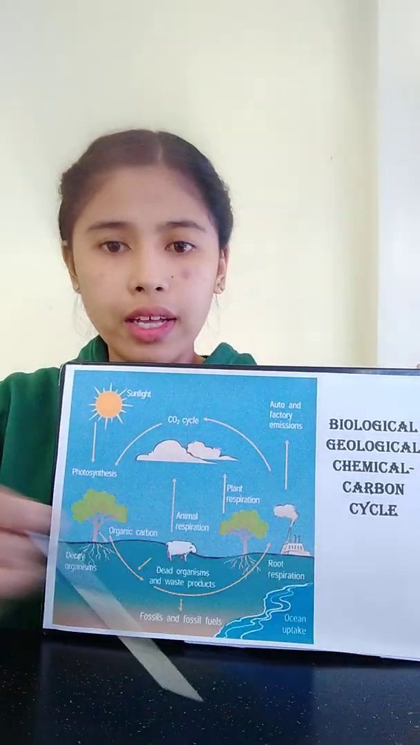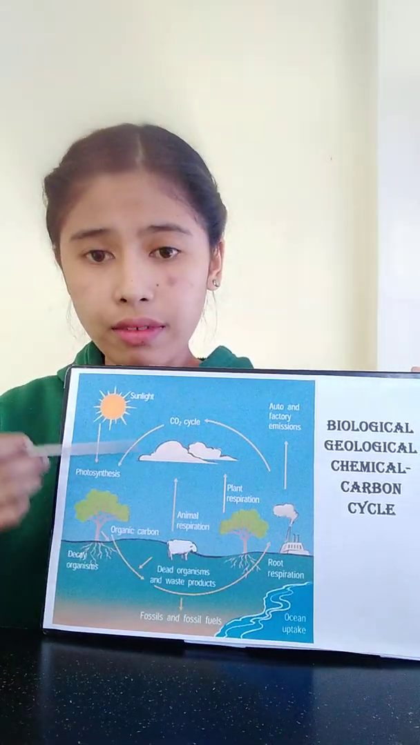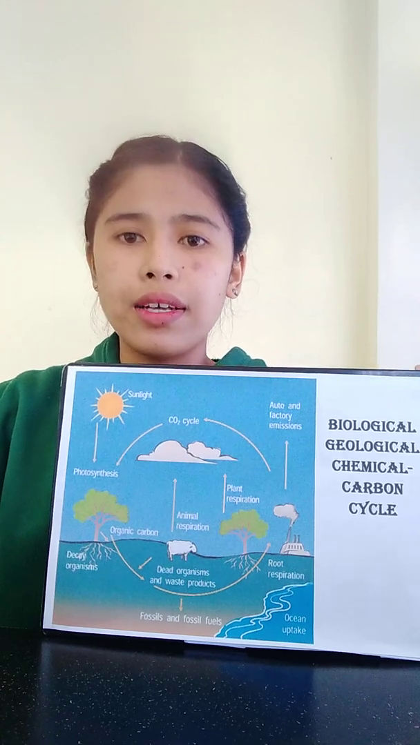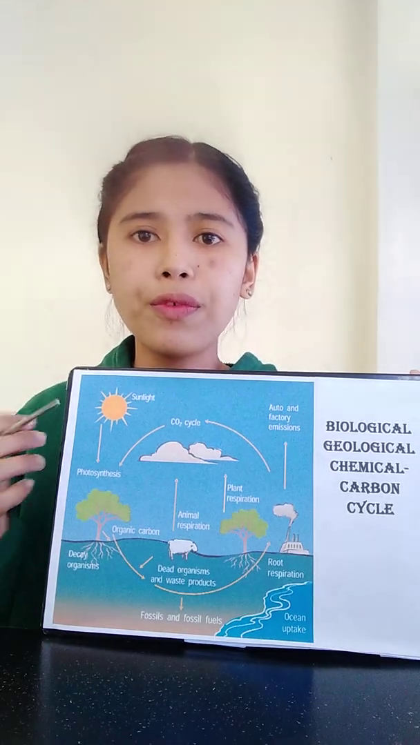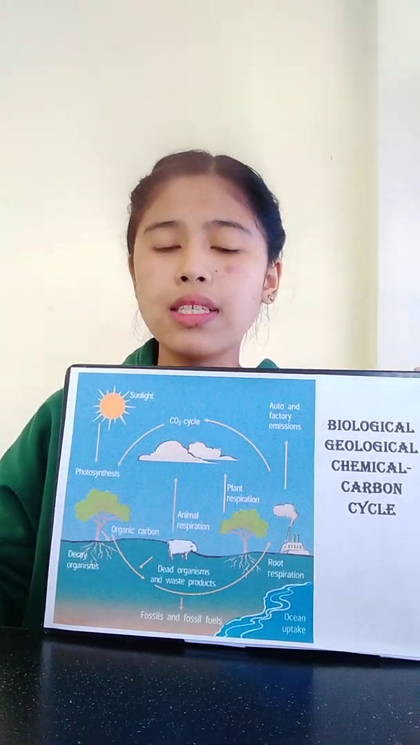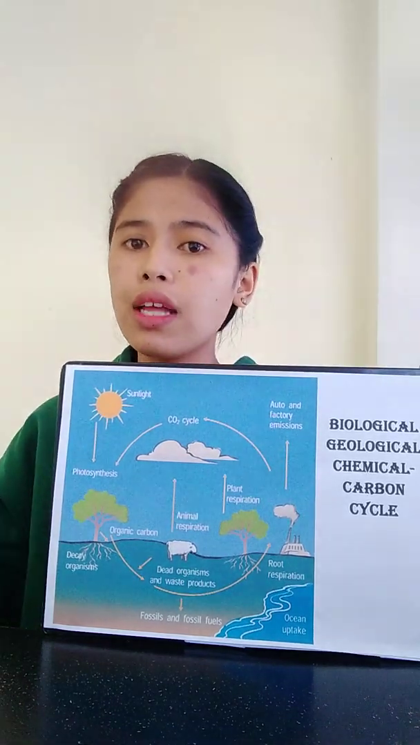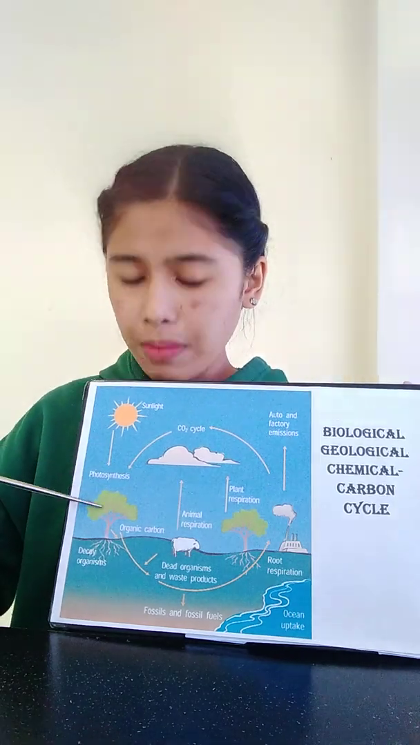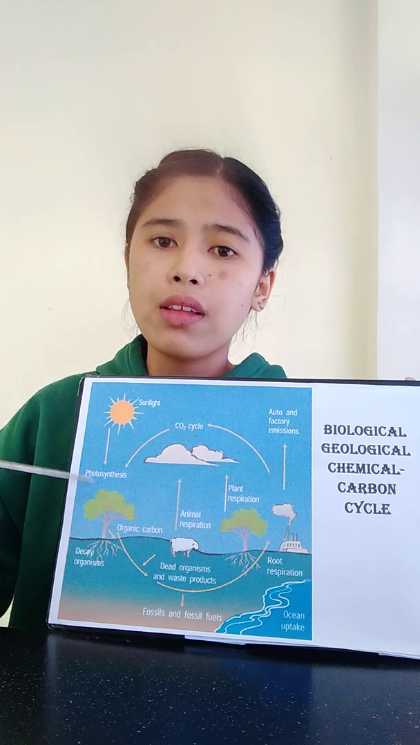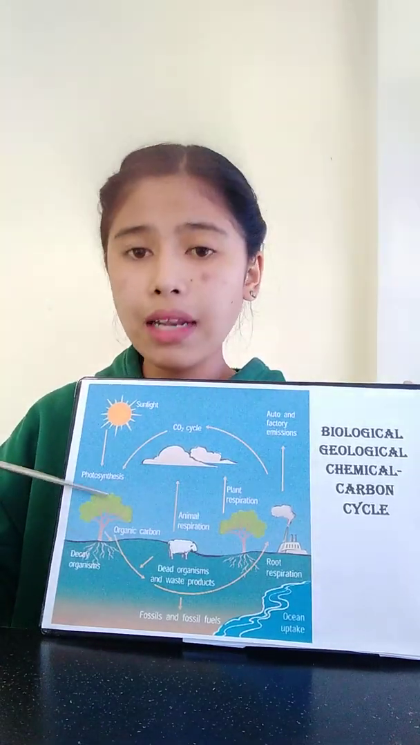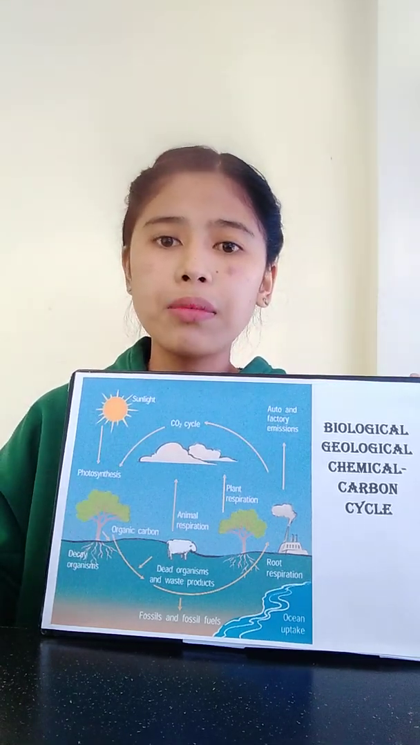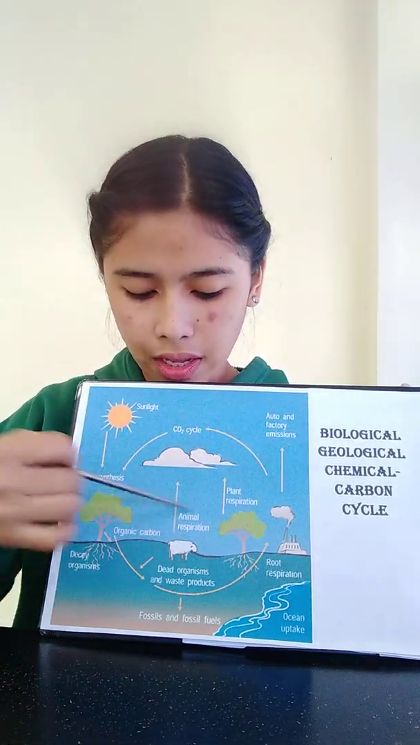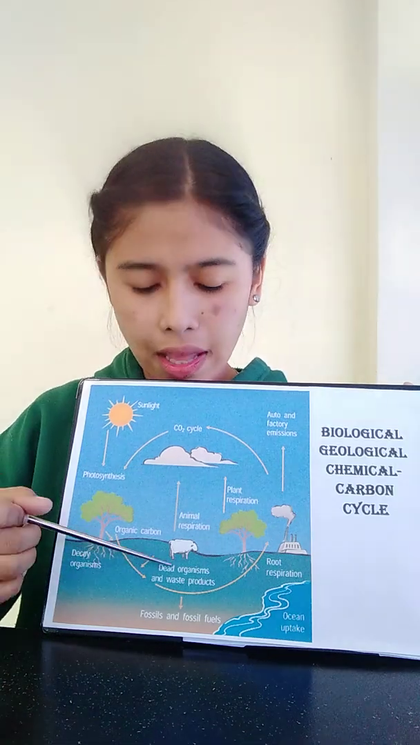So, this is the process of the carbon cycle. As you can see, I have here an image of the carbon cycle itself. These are the steps. First, the carbon present in the atmosphere is absorbed by the plants and utilized through the process called photosynthesis. Then the consumers, or the animals that eat the plants, get the carbon by accumulating it in their bodies.